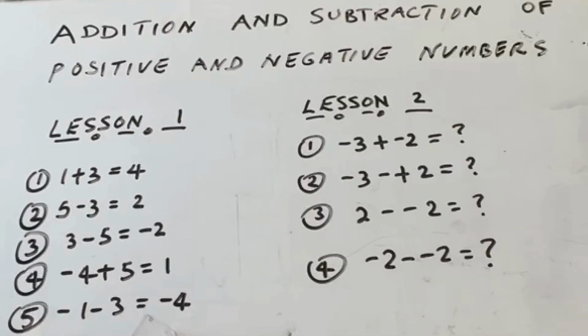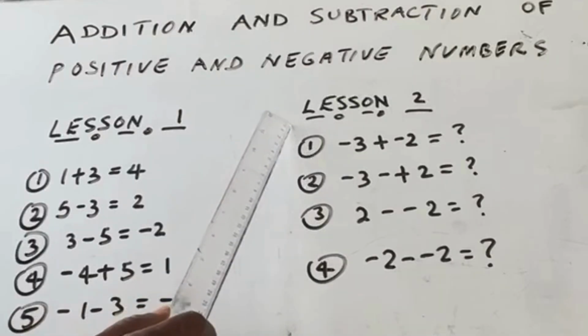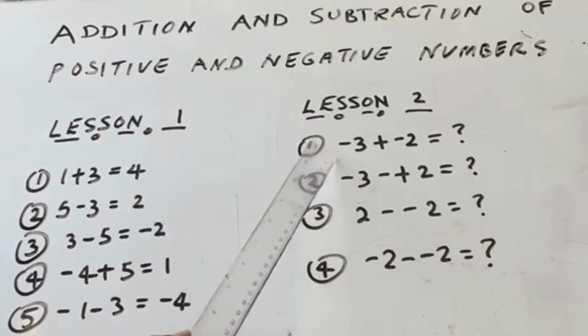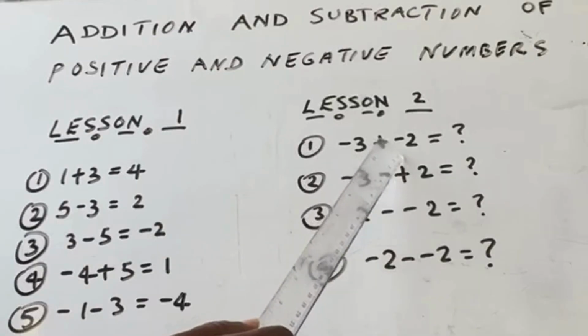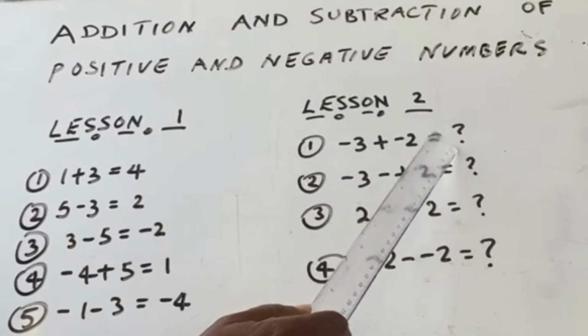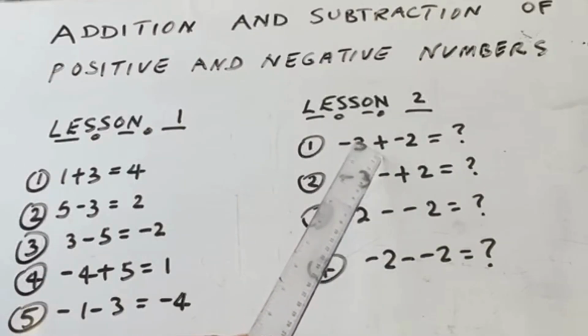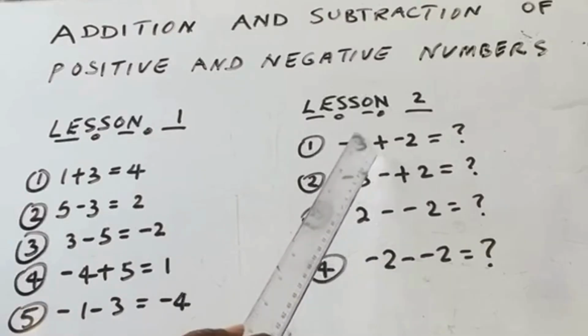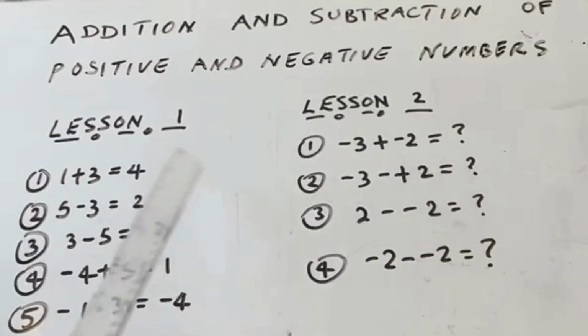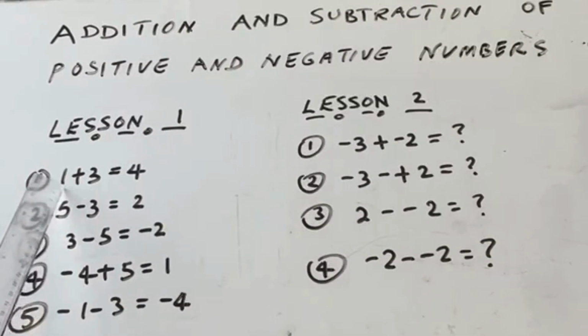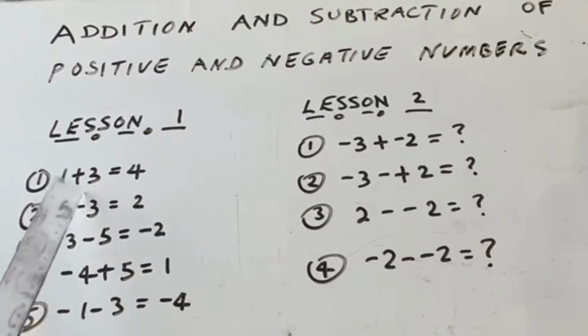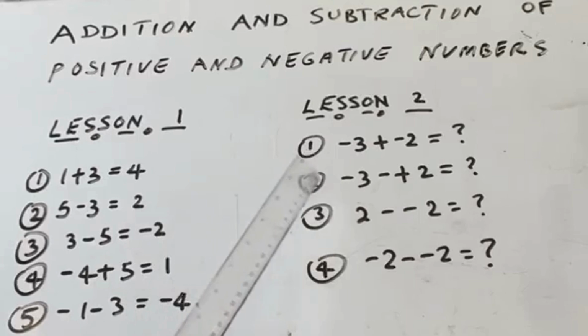Sometimes you will find, however, that the questions are not as simple. So in lesson 2, we'll take a look at these. Negative 3 plus negative 2. What would be the answer for that? Notice here that in this case, there are 2 signs in between the 2 numbers, whereas for lesson 1, we only had 1 sign in between the 2 numbers.